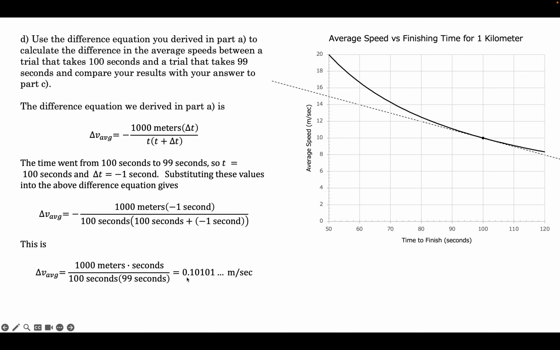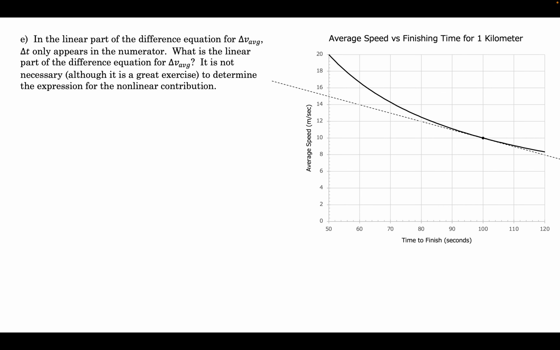Doing the math, we get 0.1010101, etc., meters per second. This is exactly the result we got when we used the normal equation twice and subtracted the results. So now we're ready for part E. Part E asks for the linear part of the difference equation, the linear part of delta V average. That should give us the tangent line. Then, for extra credit, we're going to get the nonlinear contribution.